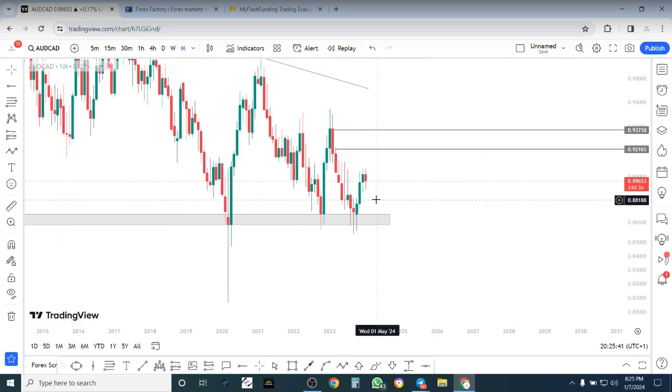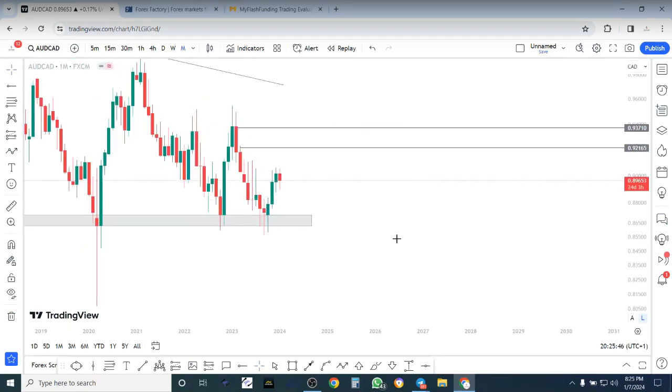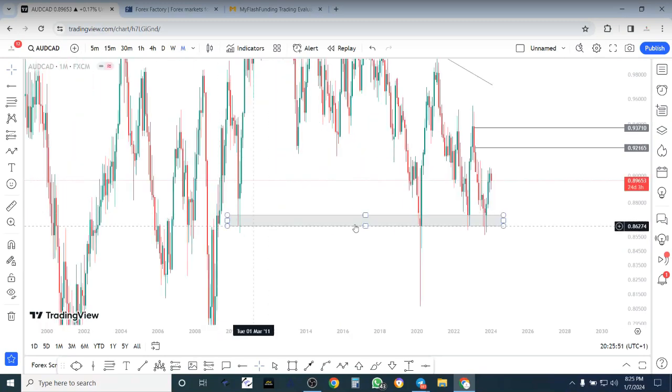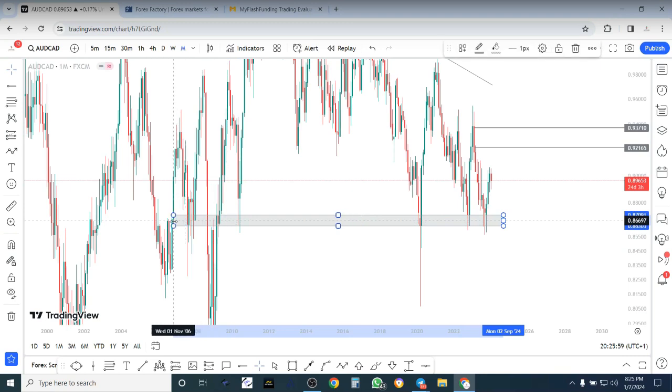Okay, on the monthly time frame, we can see that the previous month closed with a bullish candlestick, and we can see that price is bouncing off previous multiple support levels. I can see one here. In fact, if we go back in time, I could bring this zone into play here.